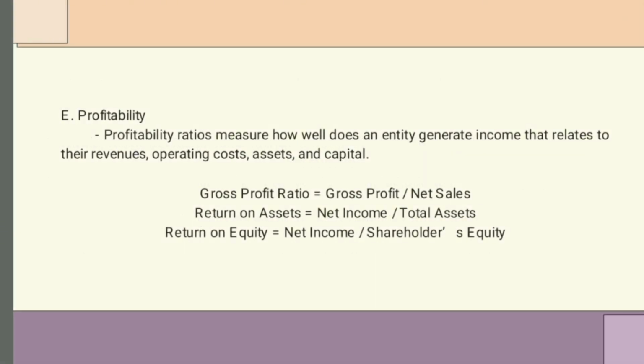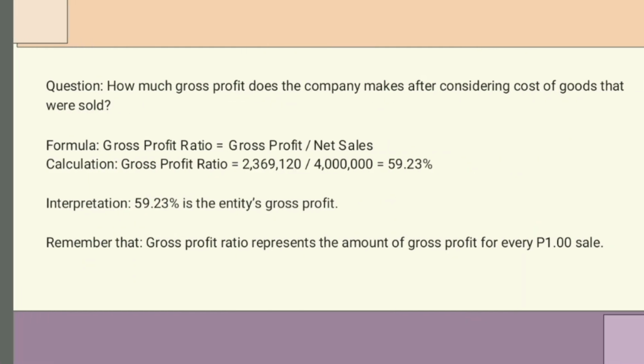Profitability ratios measure how well an entity generates income in relation to their revenues, operating costs, assets, and capital. So we have gross profit ratio, return on assets, and return on equity. So let's discuss them one by one.